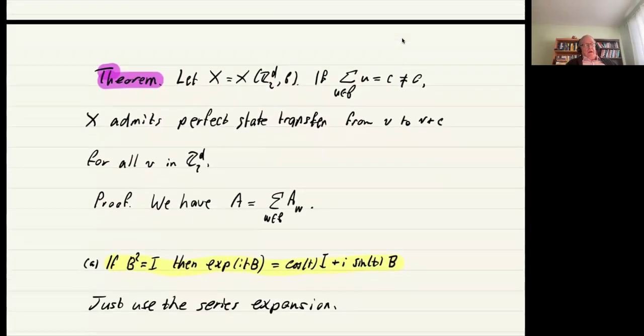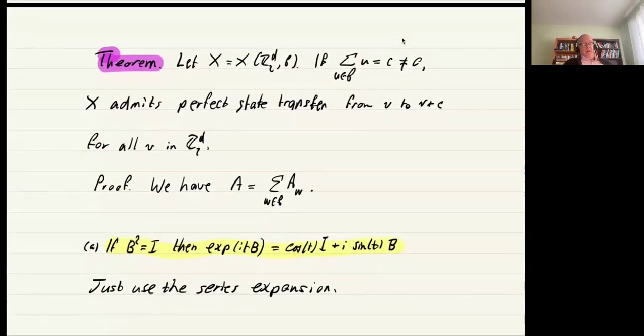So now I want to get back to my cube-like graphs and perfect state transfer. And there's a very simple condition. So we've got our connection set, which is a subset of the elements of Z_2^d. We might as well assume it's a subset of non-zero elements of Z_2^d. And I'm defining lowercase c to be the sum of the elements of the connection set. Each element of the connection set is a binary vector of length d, and so we just add them up. And if the sum is not 0, then X admits perfect state transfer from v to v plus c for all v in Z_2^d.